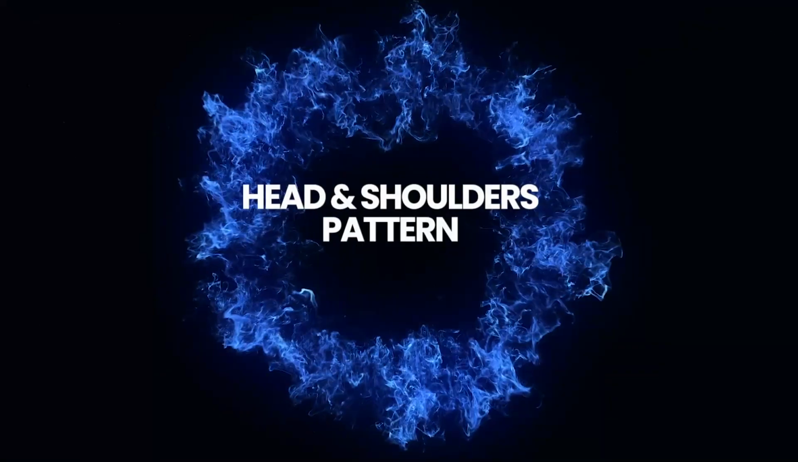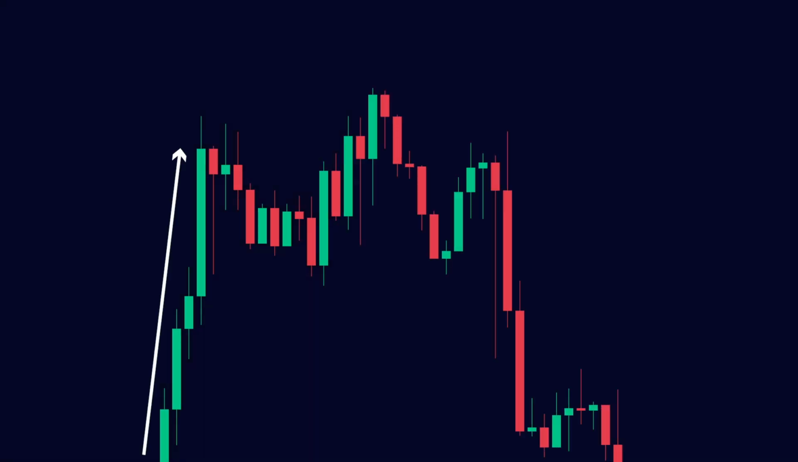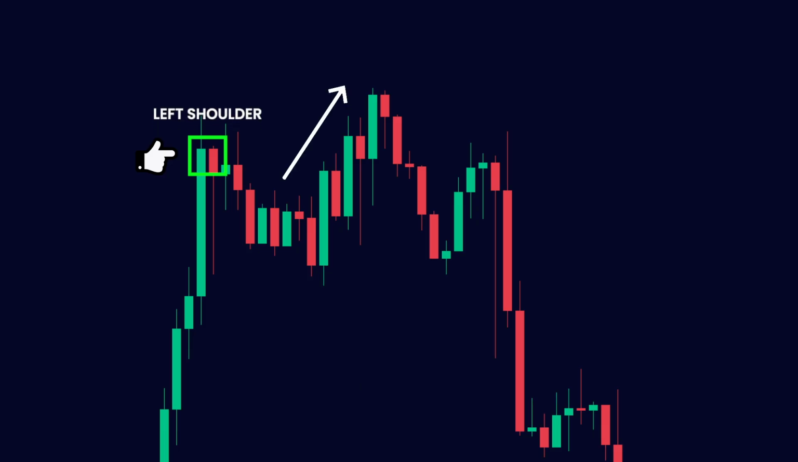Let's start by breaking down the head and shoulders pattern. This formation begins during an uptrend. First, we see a peak. That's your left shoulder. Then, price pushes higher to create a new peak, the head, followed by a lower high, forming the right shoulder.